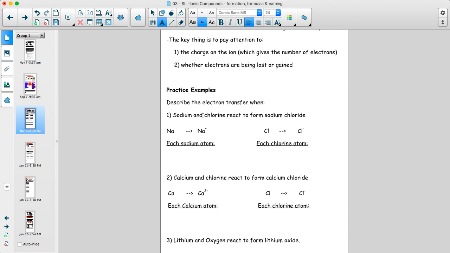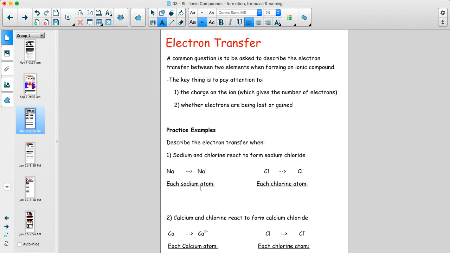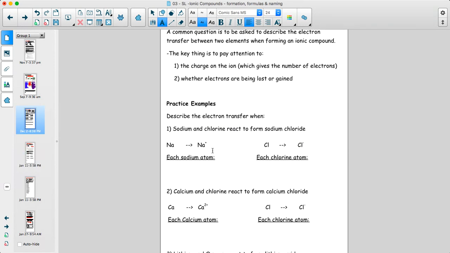When sodium and chlorine react to form sodium chloride, I look at the table and find sodium. Sodium is in group 1, which means it's going to form a +1 ion, and chlorine is in group 17, which means it's going to form a -1 ion. In terms of describing the electron transfer, I first think about what change has happened. Sodium went from being neutral to being Na+, so that's a change of 1. If something becomes positive, that means it's lost an electron. So each sodium atom loses 1 electron. That's all you have to say.